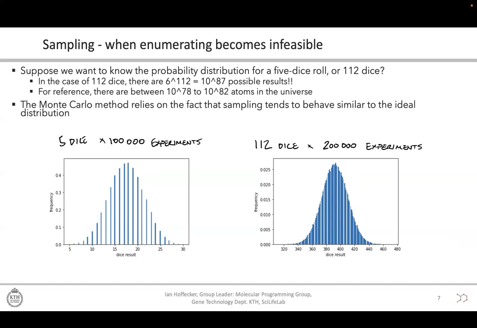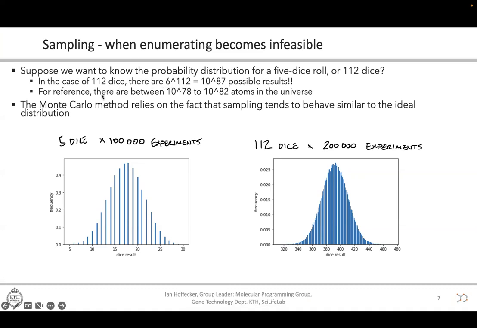But suppose I threw at you 112 dice roll, and I want to know what is the probability distribution of the net result, or the sum that you would get from 112 dice throws. Well, we can use that same power formula to compute the number of possible results. So 6 raised to the 112th power. And that is going to give us 10 to the 87 possible results.